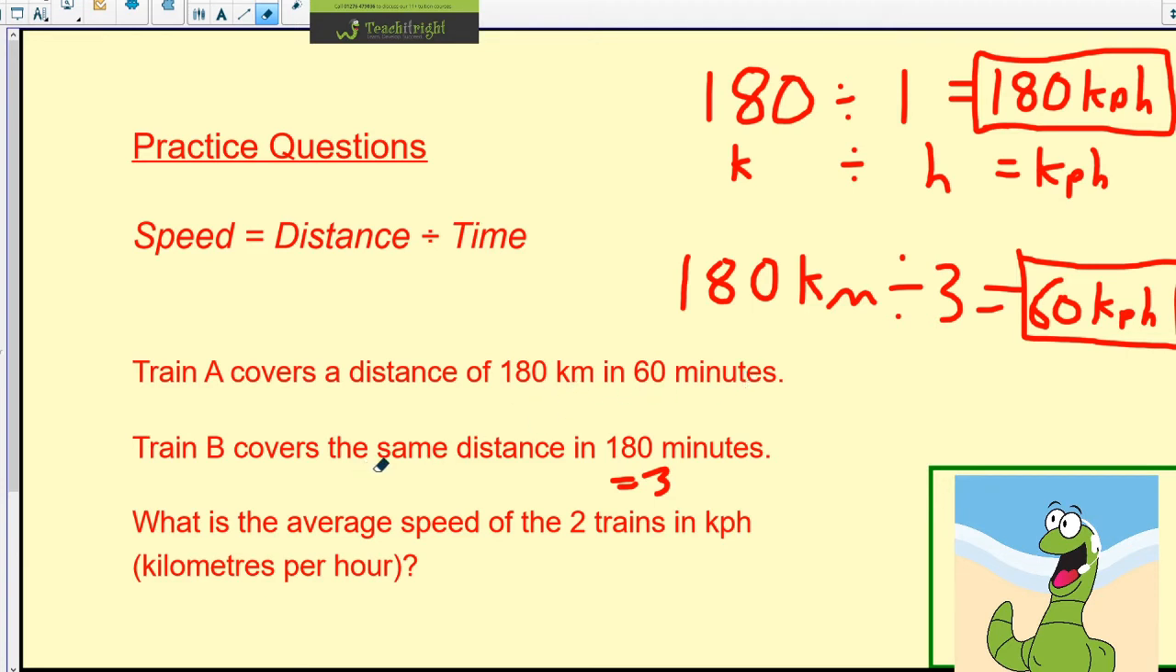Train B took 3 hours to go 180 kilometers. So you could say it went 180 kilometers per 3 hours, but we don't use that. We want per 1 hour. So we divide it by 3 to say it went 60 kilometers per hour. And it did that 3 times to go 60, 60, 60 and cover the 180. So there's my answers.